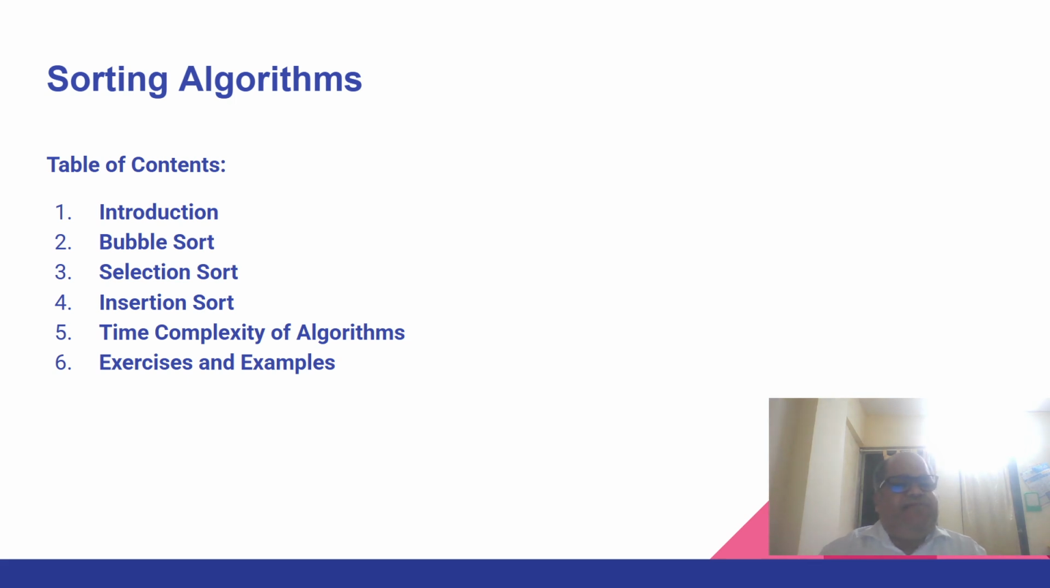So broadly, we have organized our slides. We'll actually talk about three sorting algorithms, that is bubble sort, selection sort, and insertion sort. We'll look at its time complexity, and then we'll take some exercises and examples where we'll actually look at the count of swaps and comparisons done for the respective algorithms.